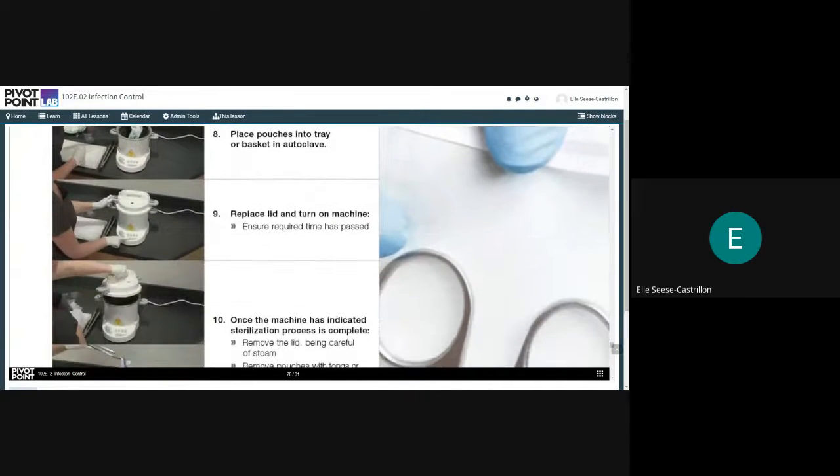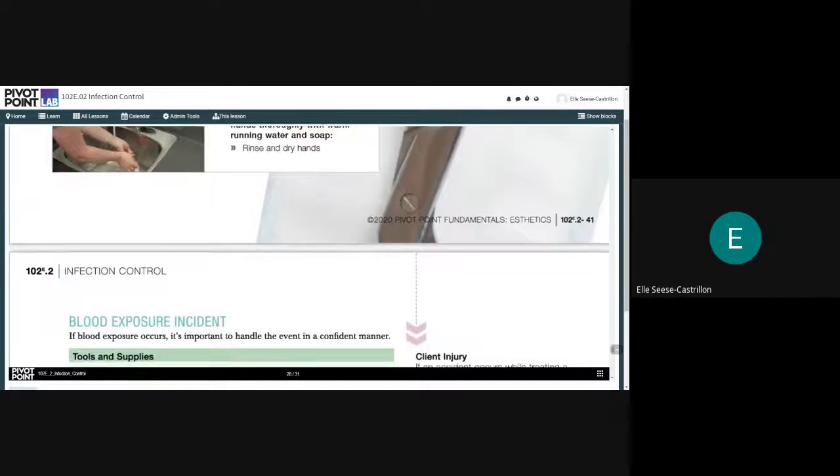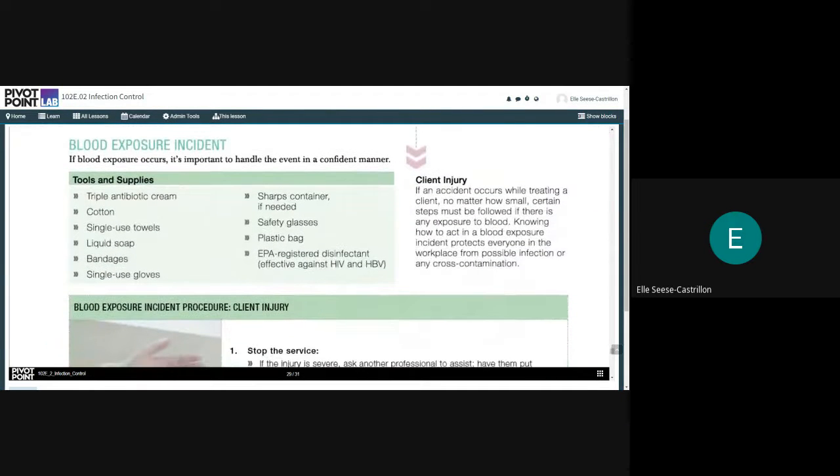If you're using an autoclave, you would need to follow the manufacturer's protocol on how to set it up and actually sterilize properly. If you are exposed to blood, it says that it's important to handle the event in a confident manner. So if an accident occurs while treating a client, no matter how small, certain steps must be followed if there is any exposure to blood. It says that knowing how to act in a blood exposure incident protects everyone in the workplace from possible infection or cross-contamination. So tools and supplies would be triple antibiotic cream, cotton, single-use towels, liquid soap, and bandages. Basically, you need a first aid kit if you potentially are exposed to blood.